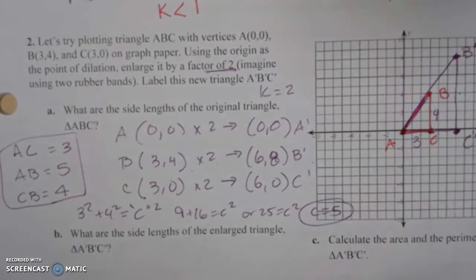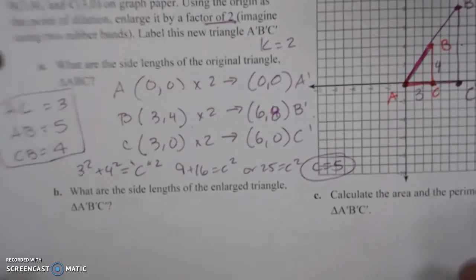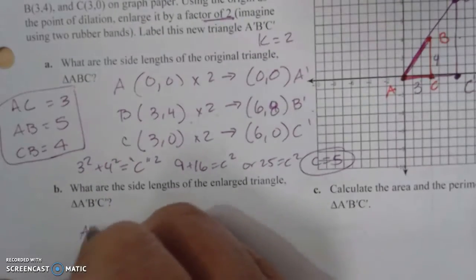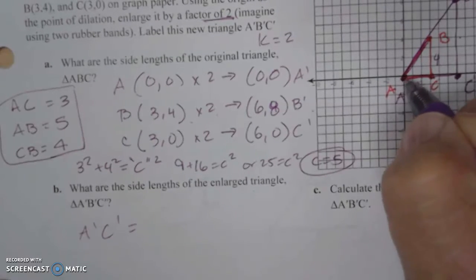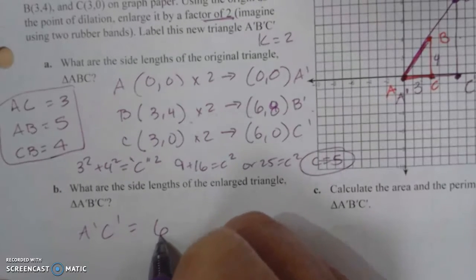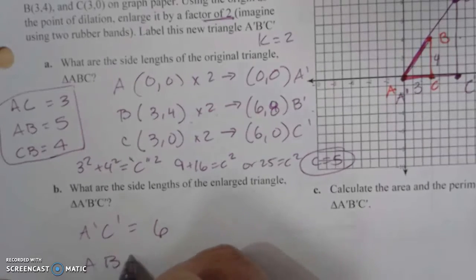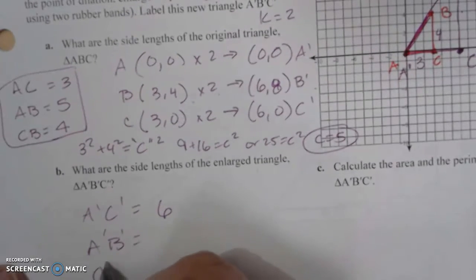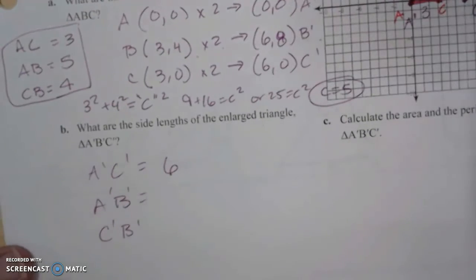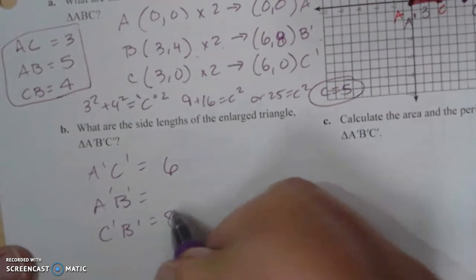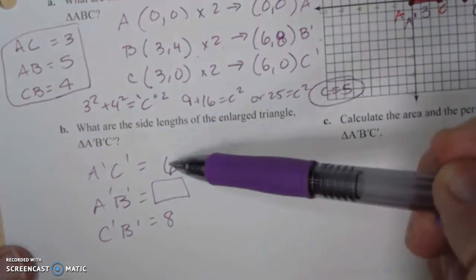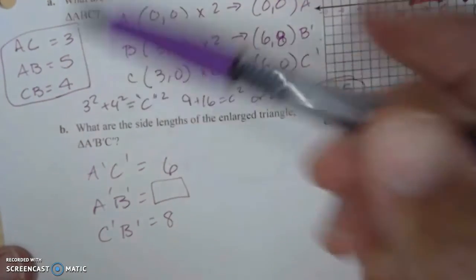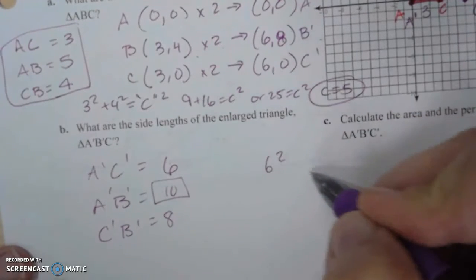And then, what do you think the sides of the enlarged triangle are? Okay, we see that A prime to C prime, because A prime is right there also, A to C is 6. And I'll save A to B for last. I don't know why I did it in this order. C prime, B prime, that's this distance here, is 8. And then what do you think this one's going to be? Do you see what's happening? 3 times 2 is 6. 4 times 2 is 8. You know that this is going to be 10, and I can just prove it right here.